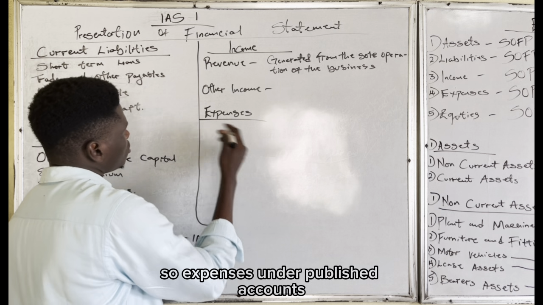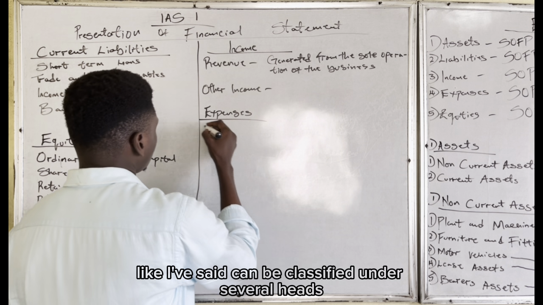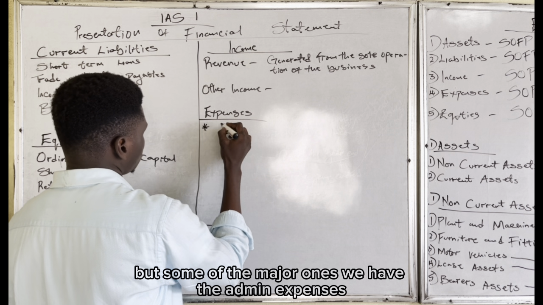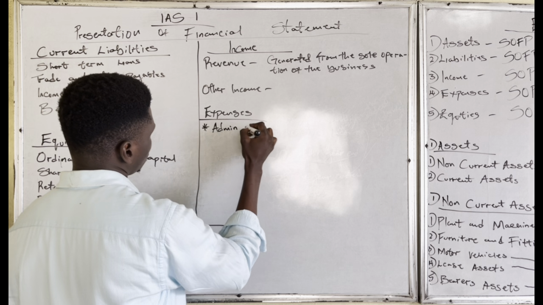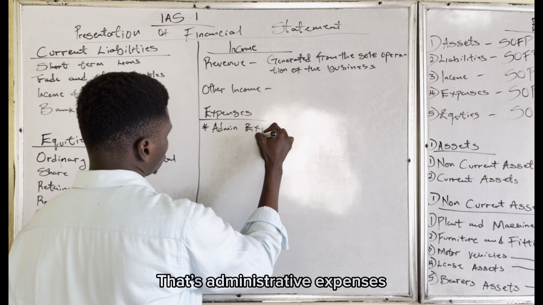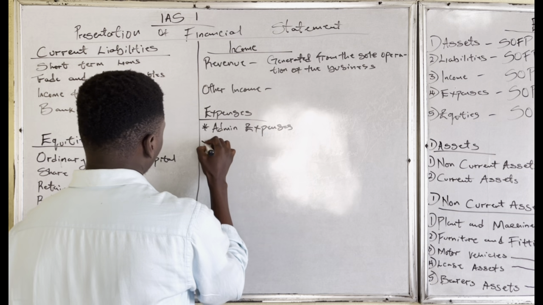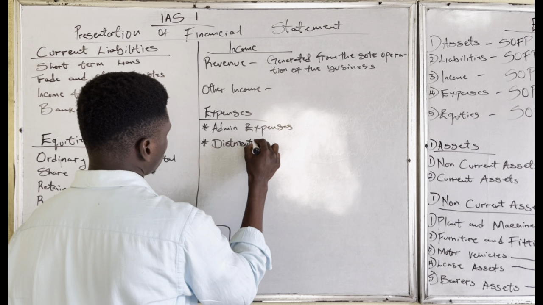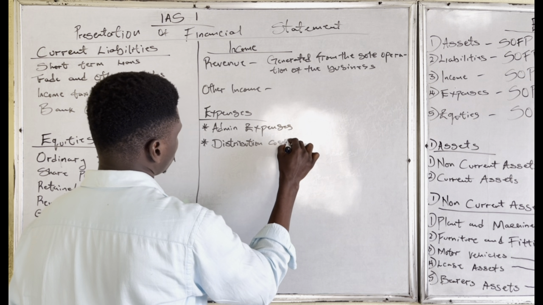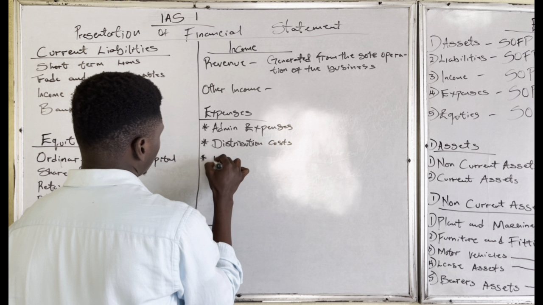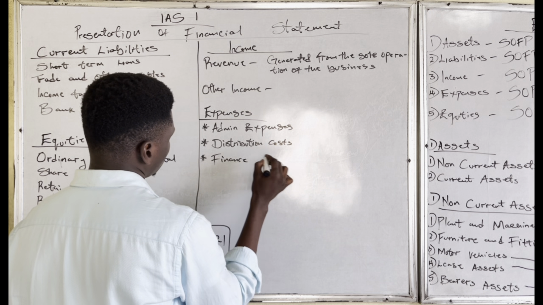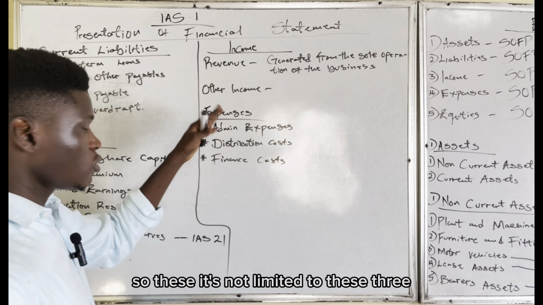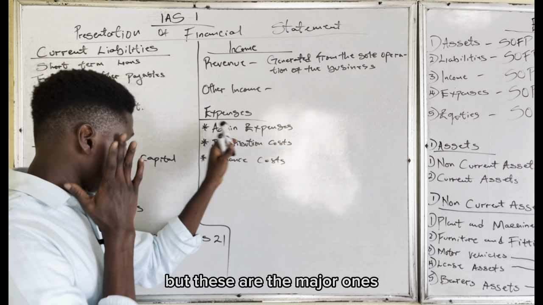So expenses under published accounts, like I've said, can be classified under several heads, but some of the major ones we have are the admin expenses, that's administrative expenses, the distribution costs, and finance costs. It's not limited to these three, but these are the major ones.